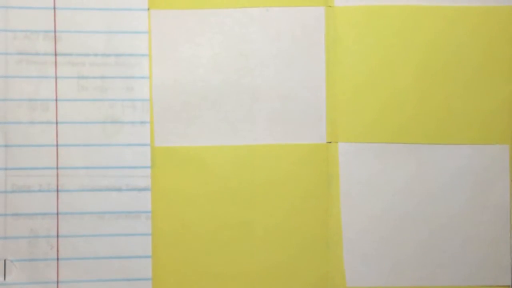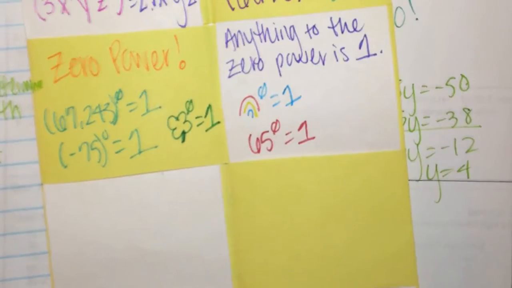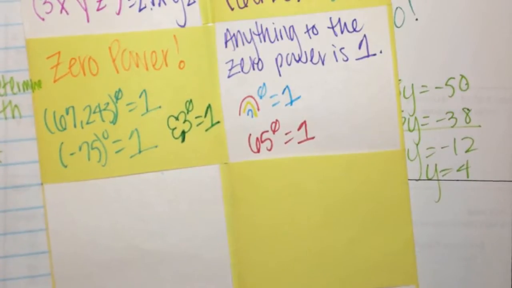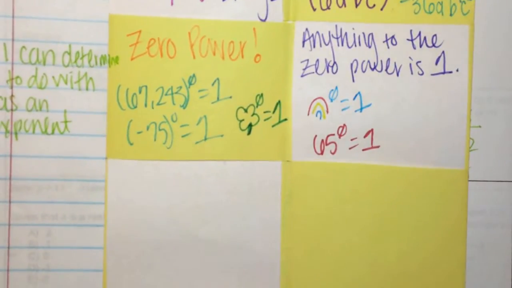Alright, so what kind of exponents have we had so far? Have we had positive exponents? Yes. Have we had negative exponents? Yes. Have we had 0 as an exponent? Yes. What have we not had as an exponent? A negative. A fraction.